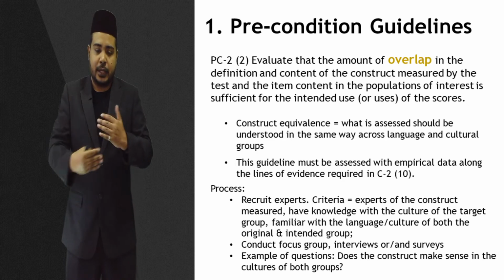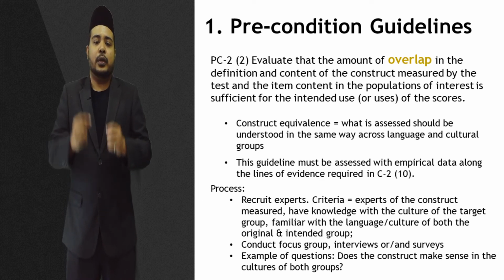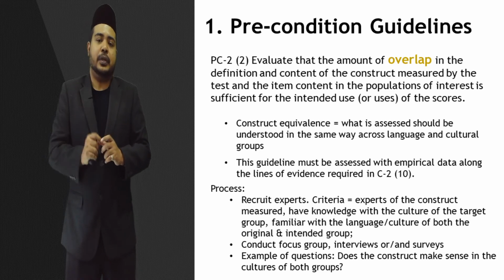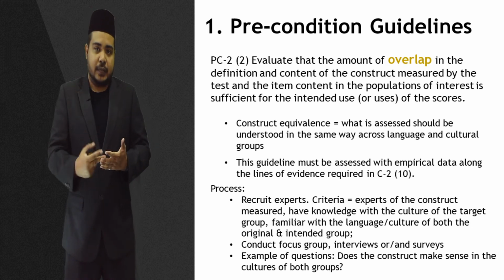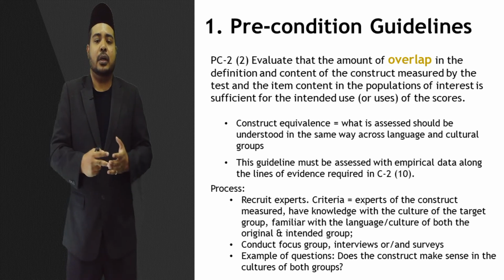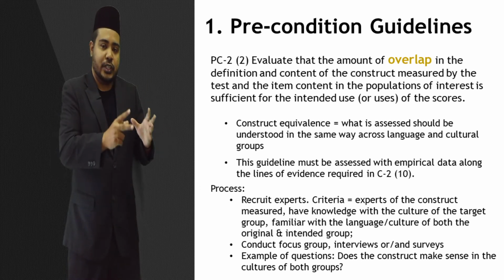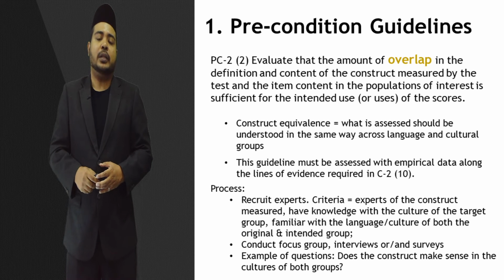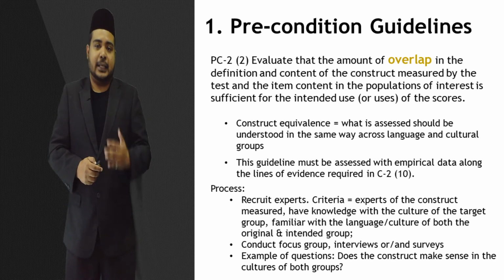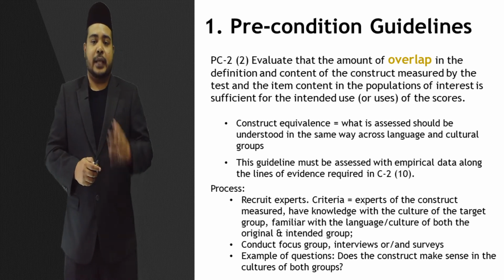Next, in the process of developing construct equivalence, we must conduct focus groups, interviews or surveys. That's why the guideline highlights that in order to establish construct equivalence, we must produce empirical data through scientific methods. An example of questions to ask the expert: does the construct, intelligence in this case, make sense in the culture of both groups? The original culture in which the scale was established, and the intended target group that we want to study. This is the second guideline in the preconditions of test adaptation and translation.